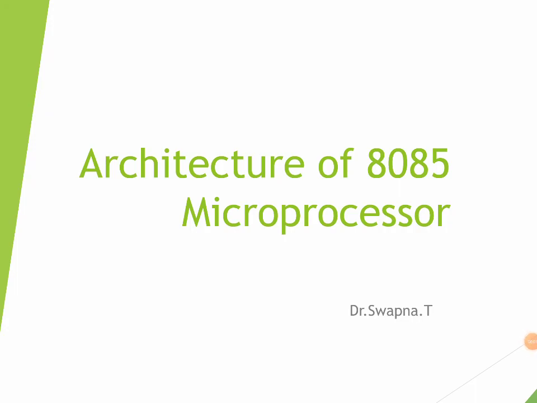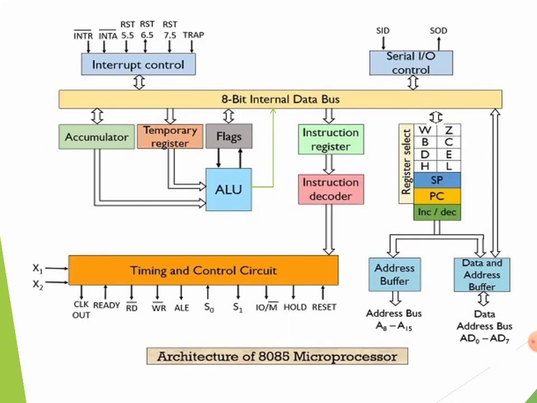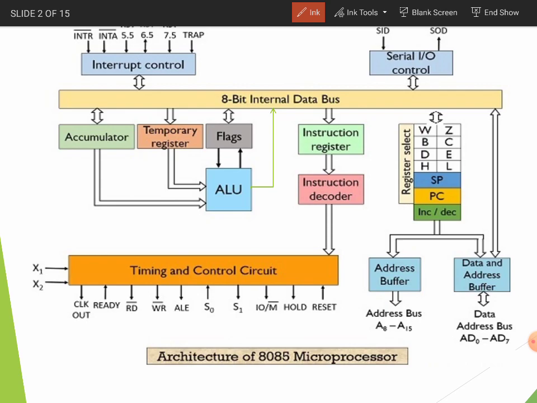Hello everyone. In today's session we'll discuss the architecture of the 8085 microprocessor. As you see in the figure, it consists of various blocks like register set, instruction register and decoder, timing and control circuit, arithmetic and logic unit, interrupt control, serial input output control, address and data buffers, and so on. In this session we will try to understand each block in detail.